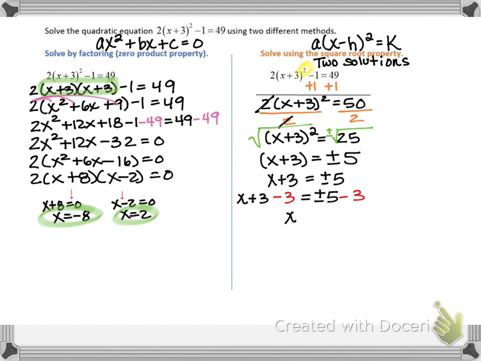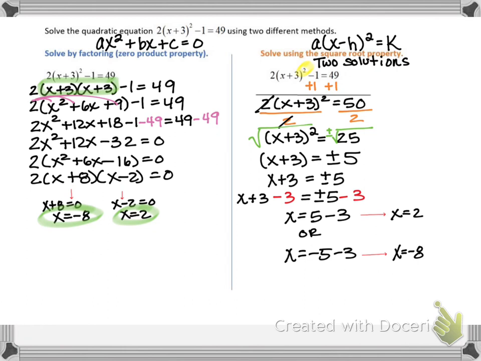But now this is where my two solutions come from, because I get x equals either positive 5 minus 3, or I get x equals negative 5 minus 3. That's the plus or minus 5. So that is the point where I split it into two different solutions. So for the first solution, 5 minus 3, I'm going to get x equals 2. And for the second solution, negative 5 minus 3 gives me x equals negative 8.